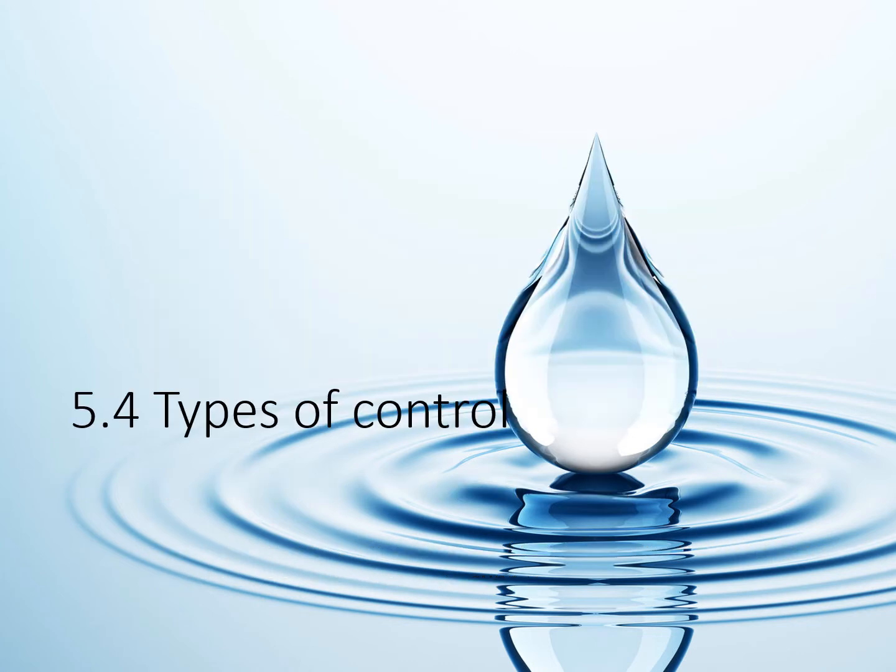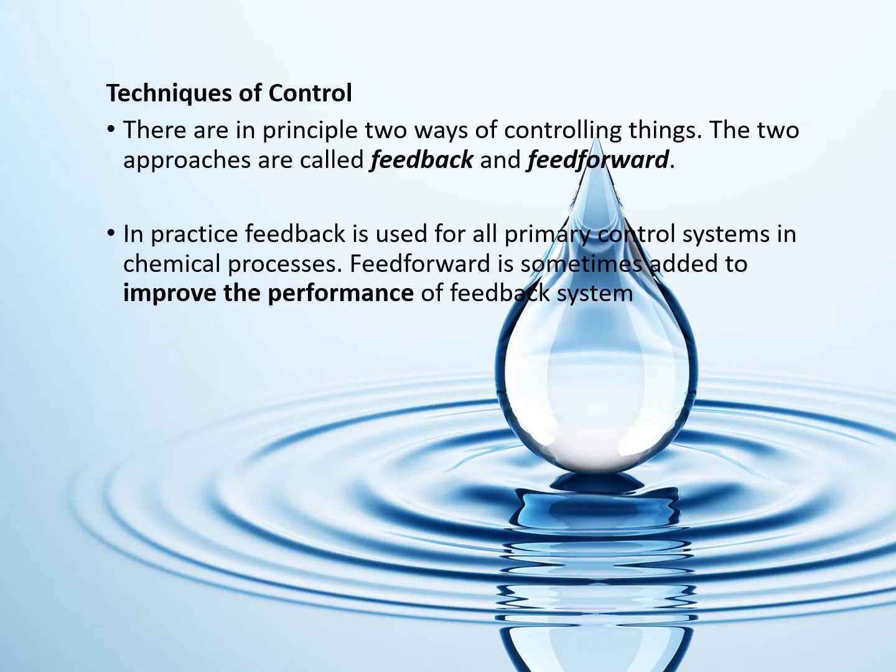Okay, now I'm moving to subchapter 5.4, which is types of control. For the control system, we have two ways of controlling. First is feedback, second is feed forward. Normally in industry we use feedback for our primary control system, but feed forward is sometimes added to improve the performance of the feedback system.